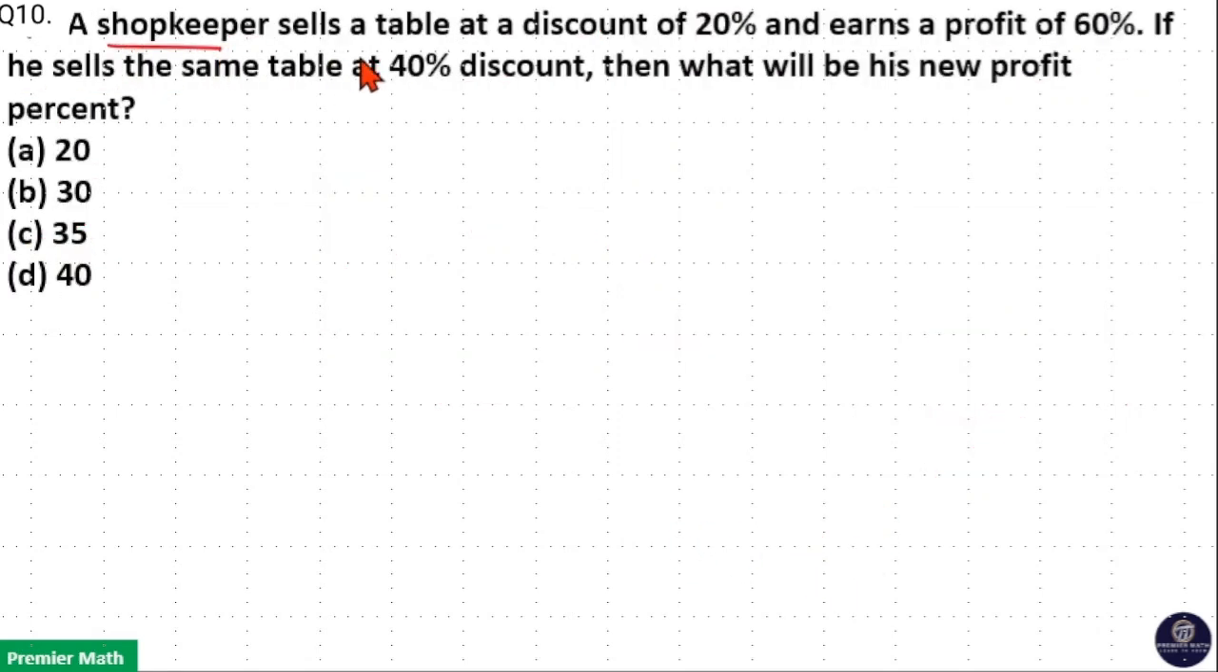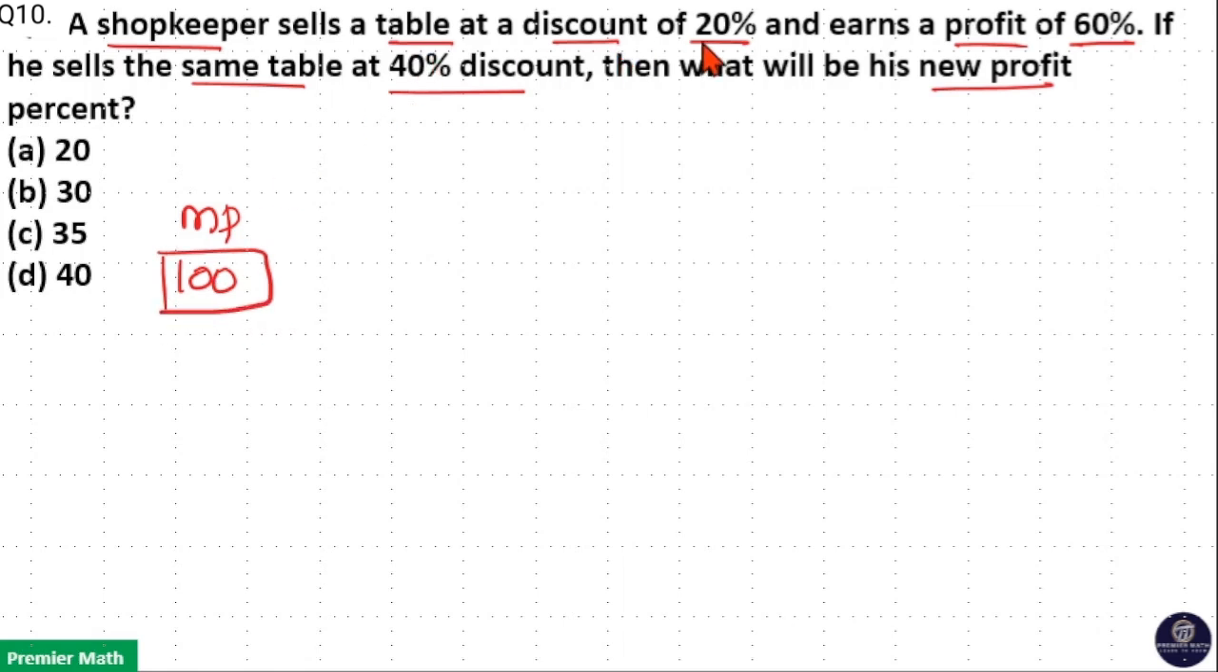A shopkeeper sells a table at a discount of 20% and earns a profit of 60%. If he sells the same table at 40% discount, what will be his new profit? Here, consider marked price of this table as 100 rupees. Now, he sells the table at a discount of 20% means 20% discount on this 100 rupees means 100 minus 20. 80 rupees is the selling price of this table.